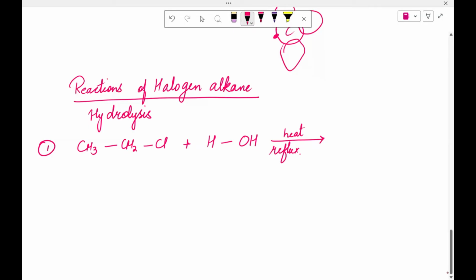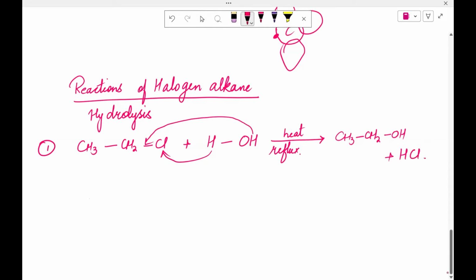First of all, what is going to happen? This OH group will go at this point and H would react with this one. So it is going to form CH3, CH2, OH plus HCl.